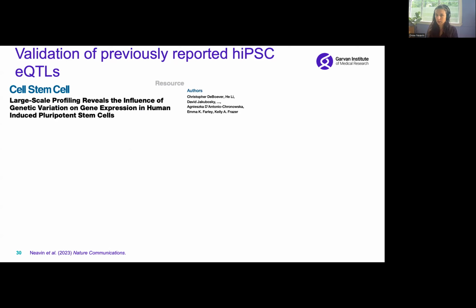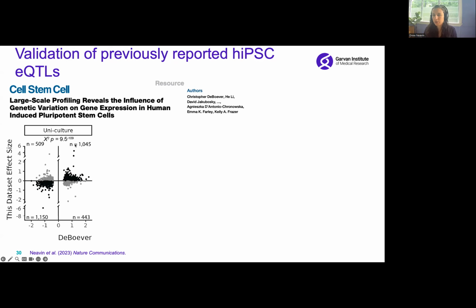And so next, eQTLs. So these are eQTLs that were identified by the De Boever et al. paper in Stem Cells in Kelly Frazer's group. And we wanted to see if we could replicate them in our much smaller study. And so we took those eQTLs and we looked for effect sizes in our cell lines. And reassuringly, we were able to replicate a large proportion of the eQTLs that they identified.